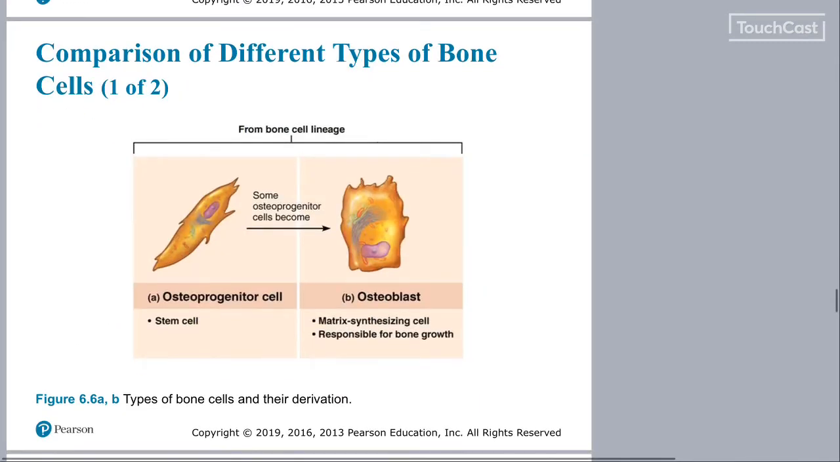So just a little look at what the osteoprogenitor cells look like, and then whenever they become osteoblasts, you can see they're a lot larger. They still have a single nucleus.